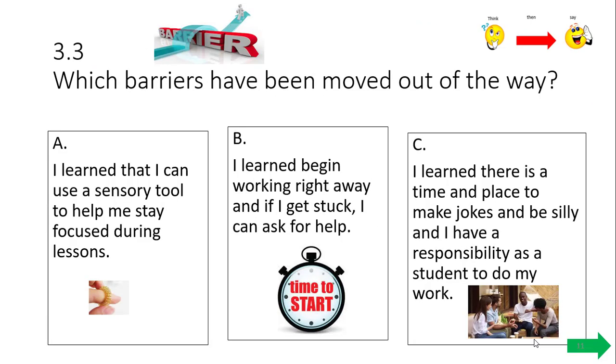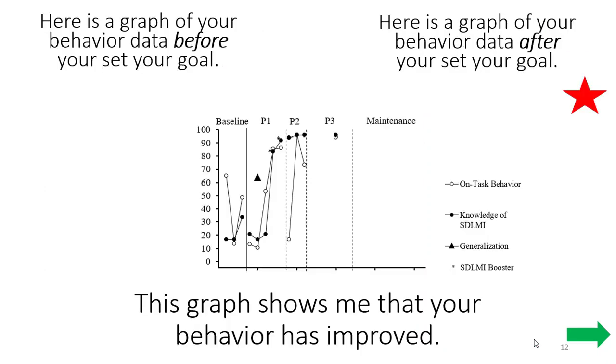So remember that question and your probe that asks which barriers have been moved out of the way. This goes along with what the example we just discussed was, and that is that there is a time and a place to be silly, and you have learned that you have a responsibility as a student, so you're really focused on your work now. Great job. The answer you usually choose here is C.